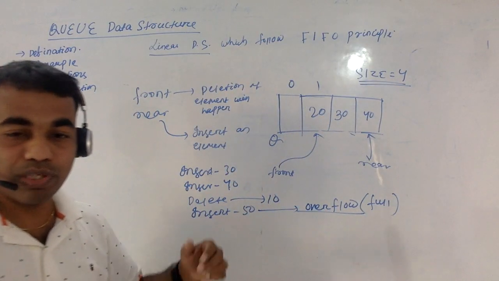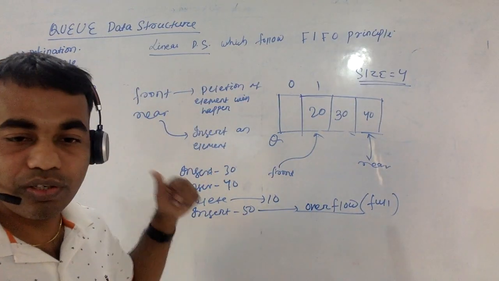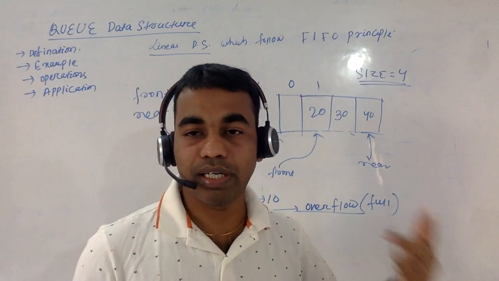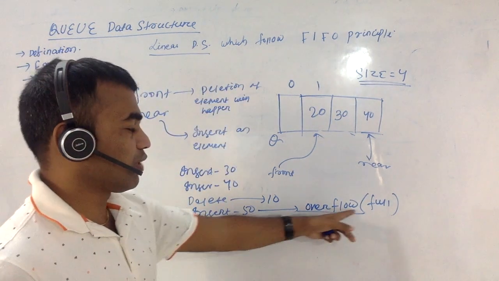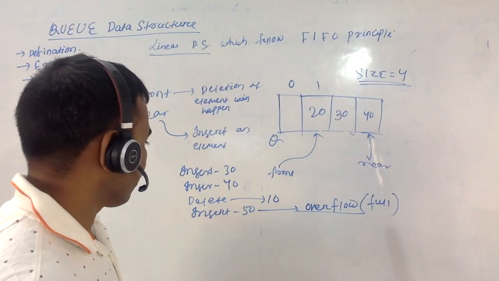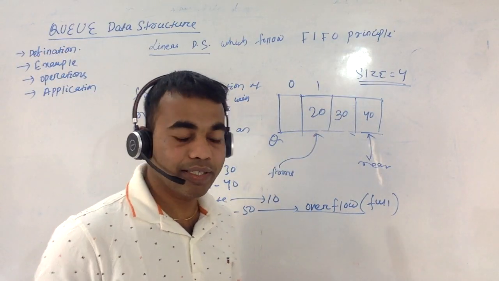These are the different operations we are going to study, like NQ, DQ, insert, front, rear, right? All these things we are going to study. But anyway, that is overflow. If you want to delete one element, you will again be deleting this element. So I hope it is clear, right?